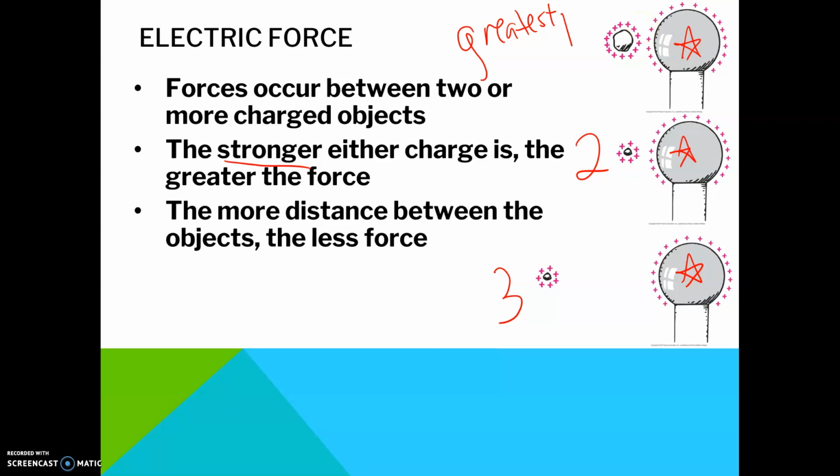The next thing that it could depend on is the distance between them, okay? So the more distance between them, the less force there is. So in scenario 3 down here, you have all of this empty space for that force to travel through, okay? Because there's more space here, there's less force. So in these three scenarios, 3 will have the smallest force. Okay, so 1 will have the greatest, 2 is in between, and then 3 will have the smallest because, again, of all that distance, and it's a smaller object.